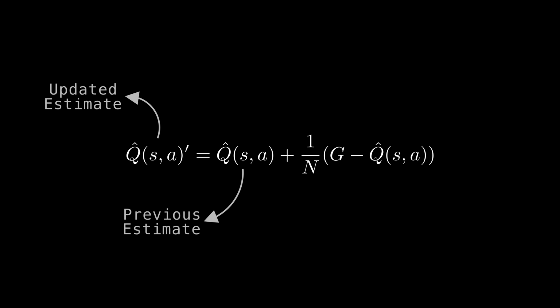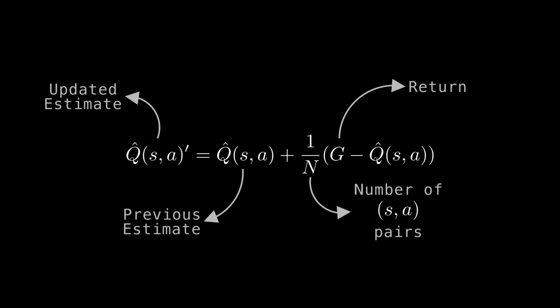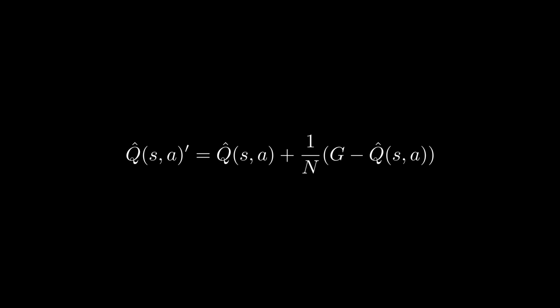But this requires us to keep track of the number of times each state action pair appeared in all of the episodes we played. So it's common to modify this approach by multiplying the second term in the right-hand side of the equation by a small constant instead of the number of counts. This constant is known as the learning rate. The idea is that you update your estimate of Q by moving the current estimate a little bit towards the latest value of return obtained for that state and action pair.